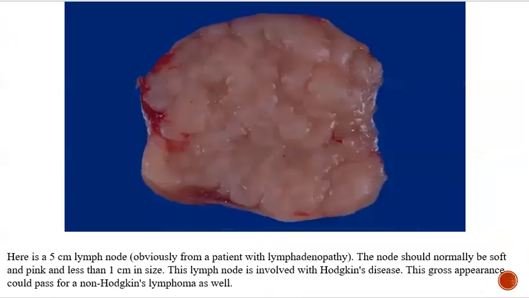On this slide, you can see a 5 cm lymph node, obviously from a patient with lymphadenopathy. The node should normally be soft and pink and less than 1 cm in size. And this lymph node is involved in Hodgkin disease. So this gross appearance could pass for non-Hodgkin lymphoma as well.